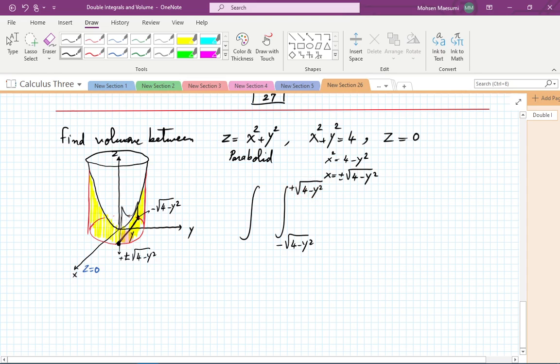Okay, what is the height of my surface? My height is simply x squared plus y squared. How am I integrating? I'm going in the x direction, so that's going to be dx first. Then I have to sweep my region starting from the lowest y value to the highest y value. Well, what's the lowest value we have for y? We are starting at, of course, minus 2, because this is a circle of radius 2, and the maximum value of y is plus 2. So the volume you want to calculate will be this.